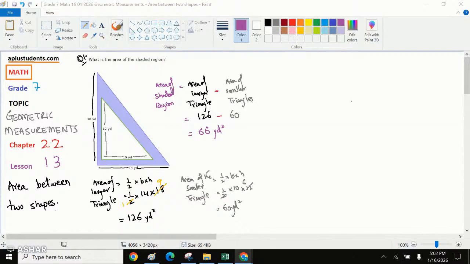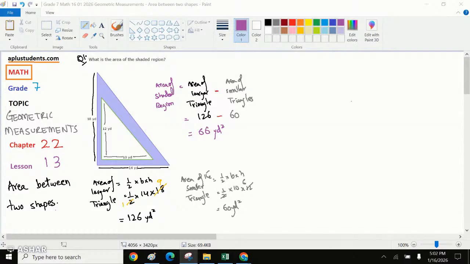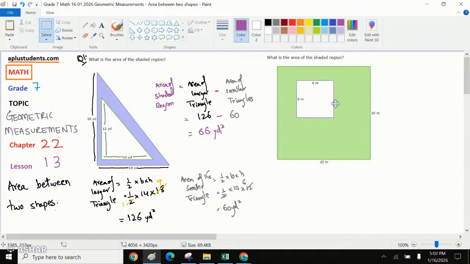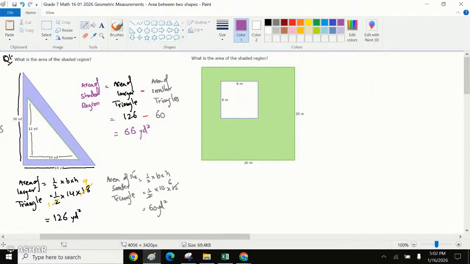The next question says, let me just copy it for you. Okay. In the next question, I think it's a rectangle. What is the area of the shaded region? Okay, first we'll see whether they are rectangles or whether they are squares. In this question, it says, what is the area? Question number two. What is the shaded area?